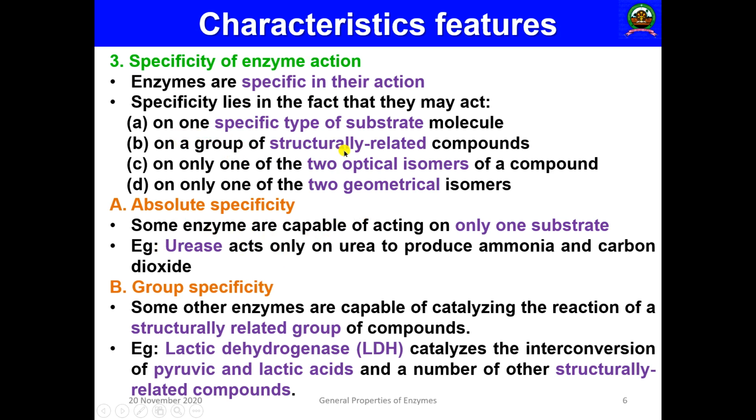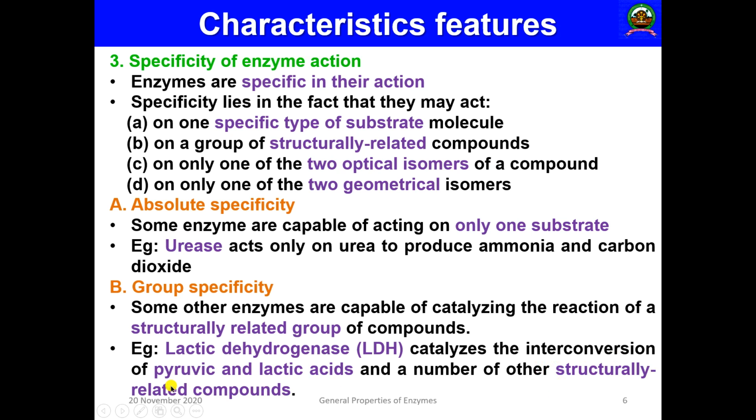Second one, the group of structurally related components, the group specificity. Some other enzymes are capable of catalyzing the reaction of structurally related components. The three-dimensional structures are almost the same, so we know that the functions are also the same. Such kinds of enzymes are known as isoenzymes. Isoenzymes are structurally similar, and they act on almost the same functionally related components. For example, lactate dehydrogenase or LDH catalyzes the interconversion of pyruvic acid and lactic acid and a number of other structurally related components.